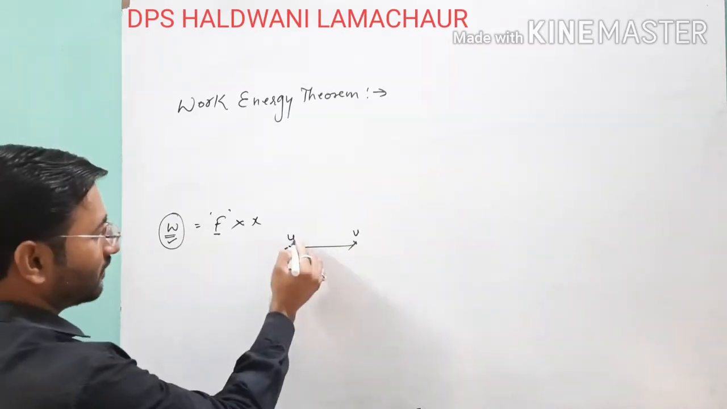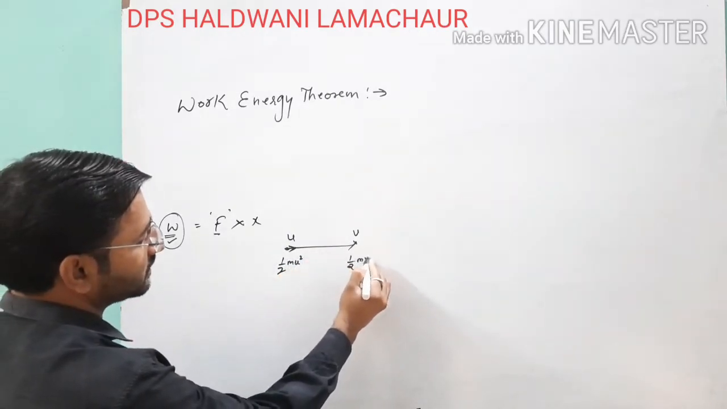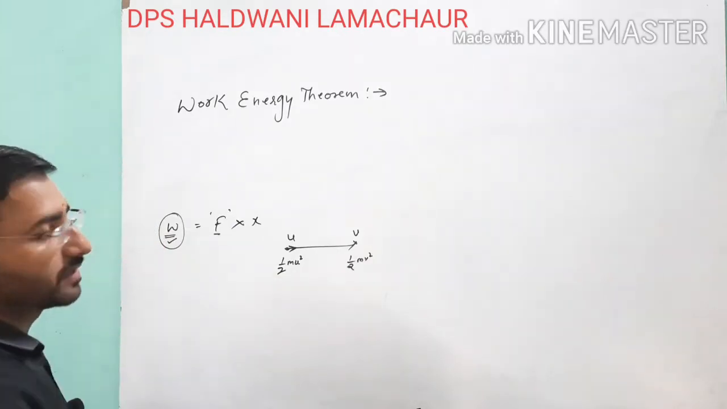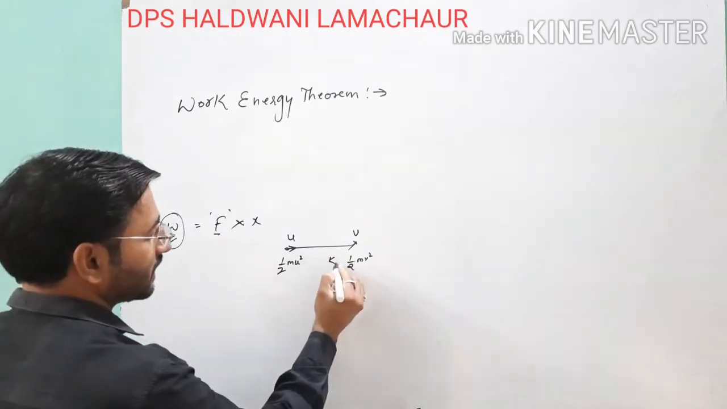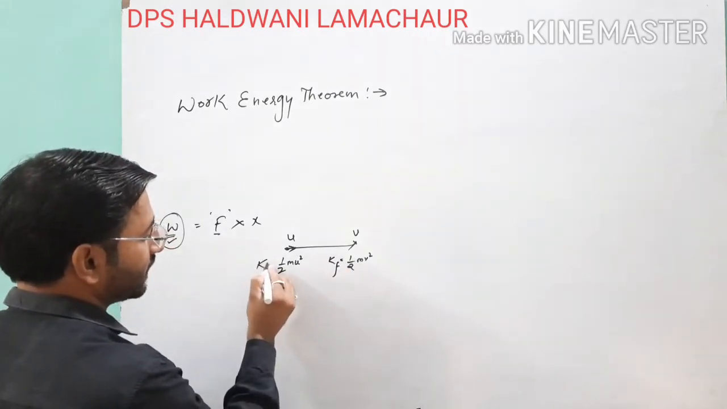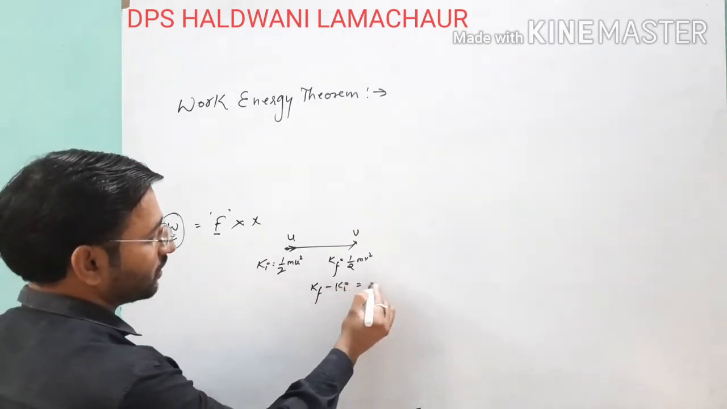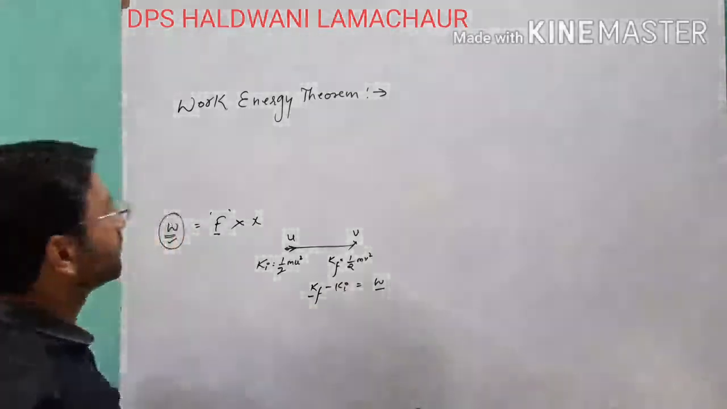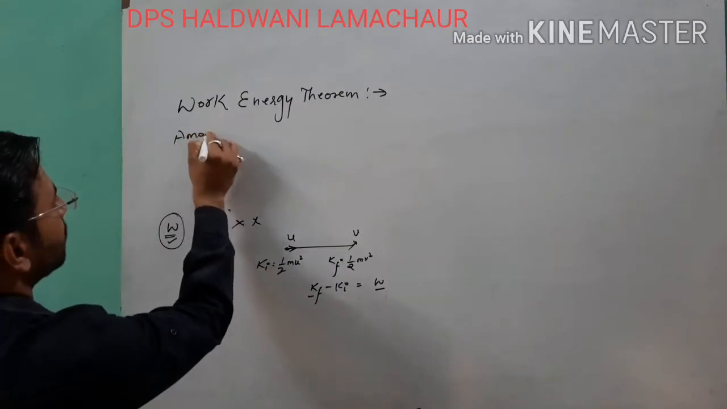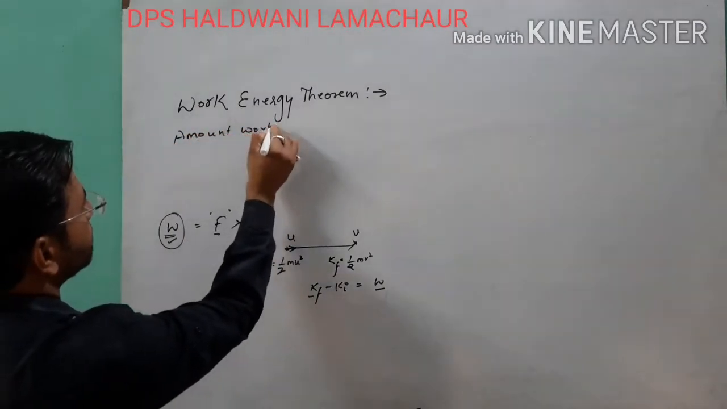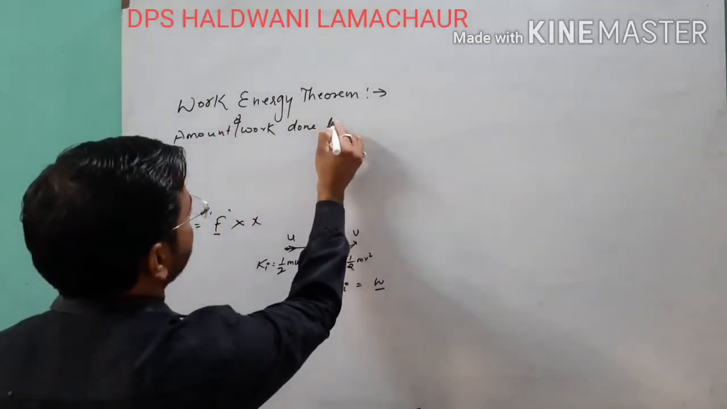Here we have initial kinetic energy half m u square, and final kinetic energy half m v square. The difference of these is the change in kinetic energy. This one is kinetic final and this one is kinetic initial. Kf minus Ki is called our work done. This is the definition of the work energy theorem.